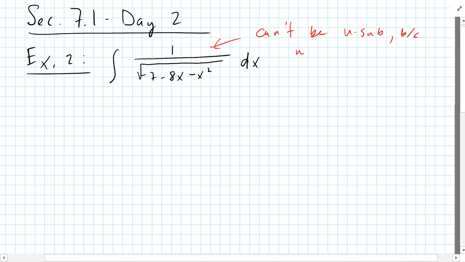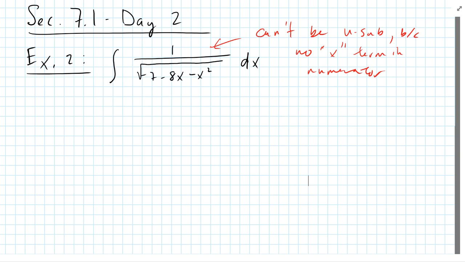Because no x term in numerator. So you know you're going to have to go to something else. Well, anytime it's a quadratic, especially since it's underneath the square root, you have to think inverse trig. And which one of the inverse trig functions had something under the square root? It would be the inverse sine.